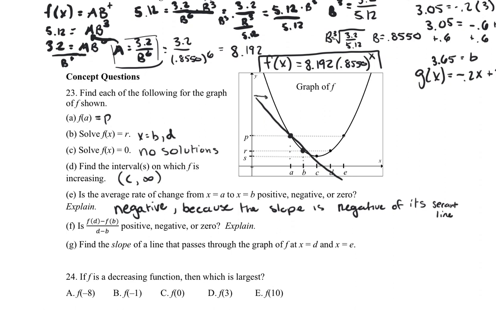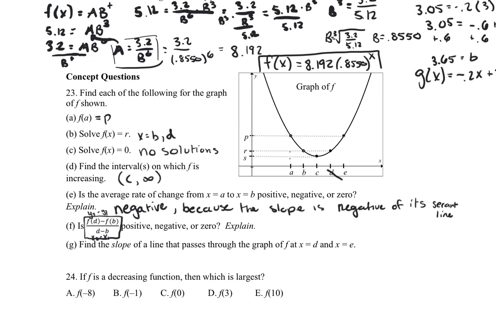Is f of d minus f of b, all divided by d minus b, positive, negative, or 0? Explain. Well, if I look at this formula, I know that this is the formula for the slope of a line. This is y2 minus y1 over x2 minus x1. So I know that means it's looking for the slope between d and b.